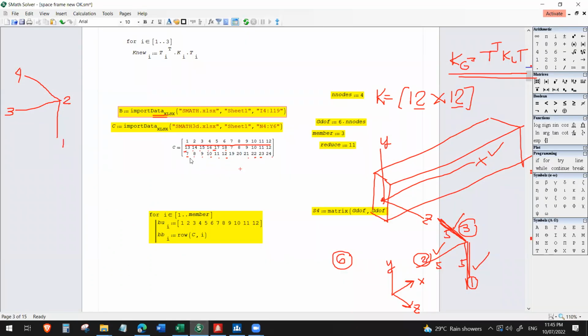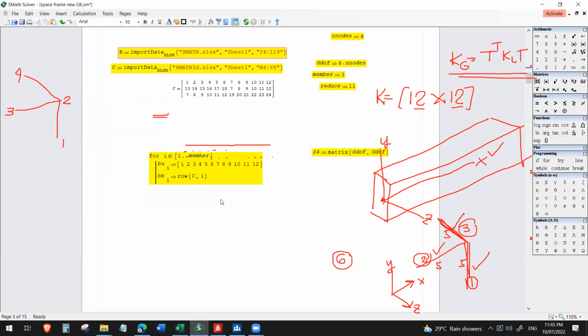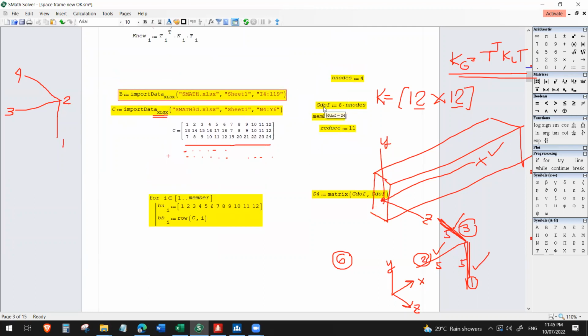So next, the global degrees of freedom is 6 times the number of nodes, right? Because we have 4 nodes, so 6 times 4 is 24. So the absolute stiffness matrix of this system is 24 by 24, because we have 4 nodes times 6 degrees of freedom per node. Now, that is the absolute stiffness matrix. I call that K sub A.